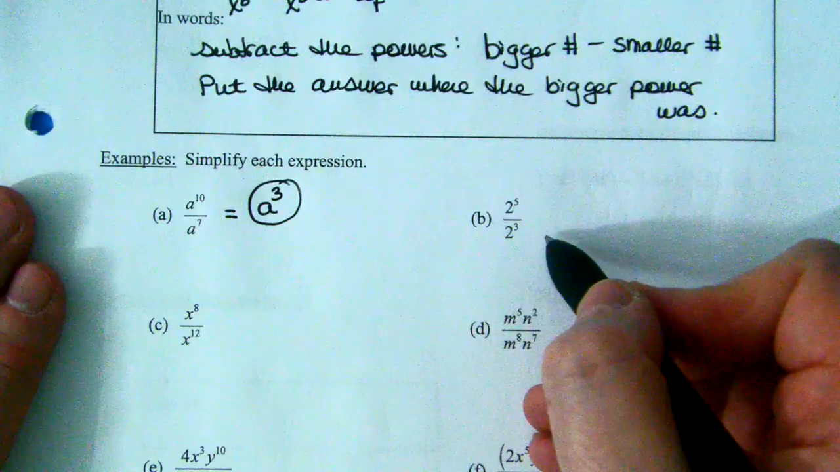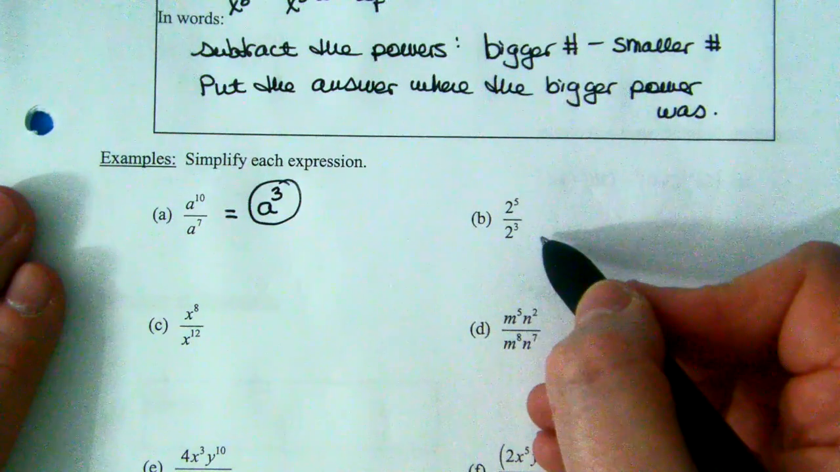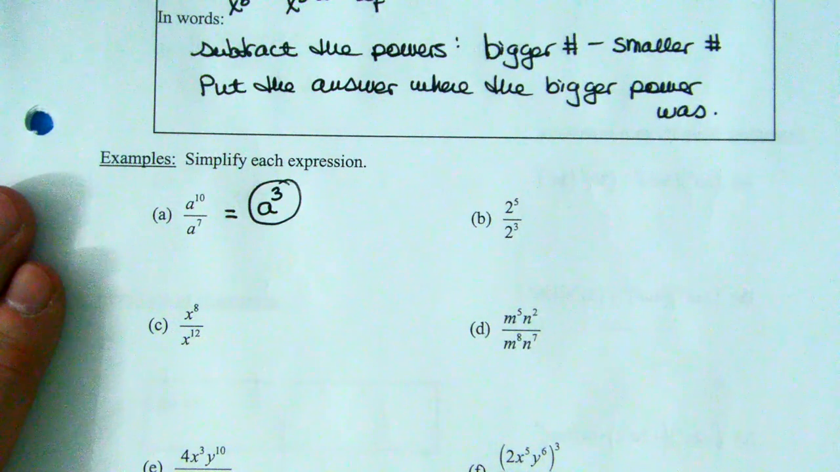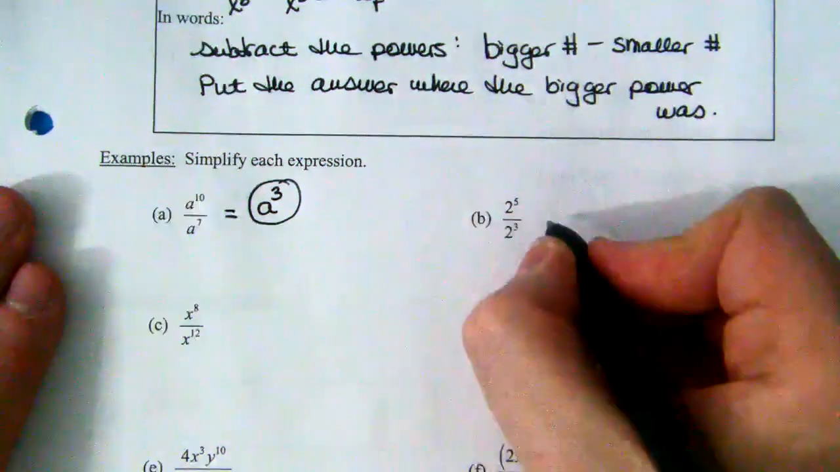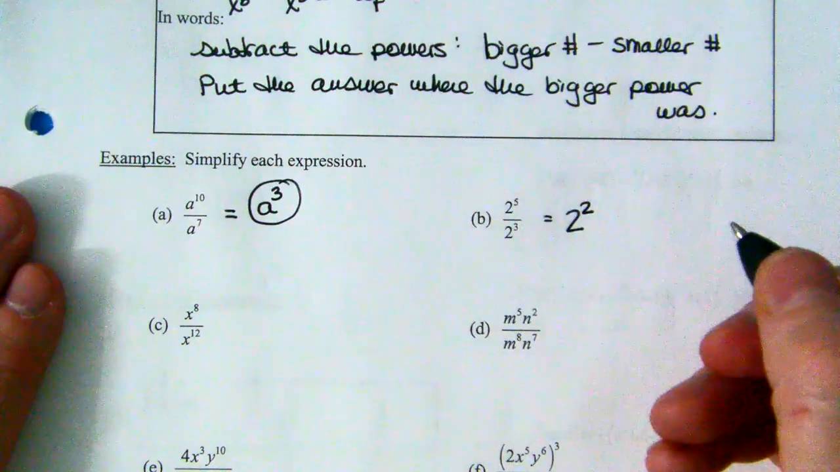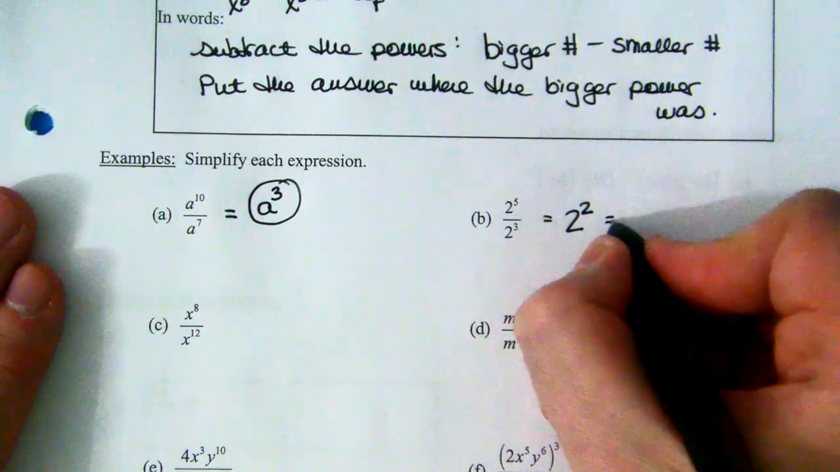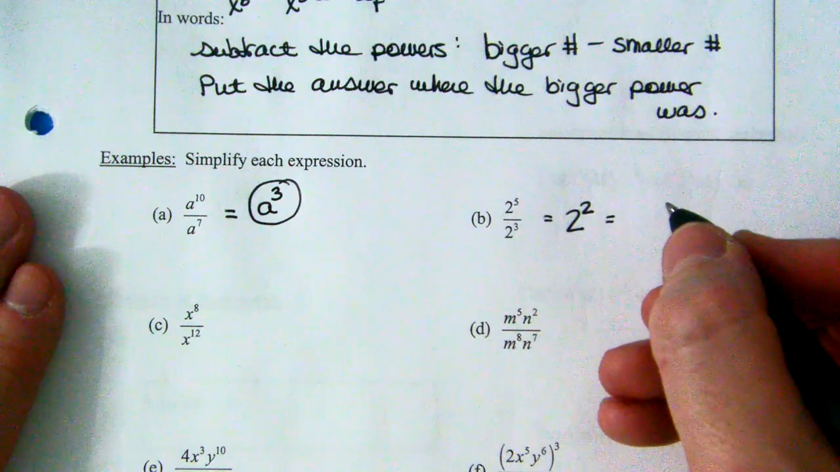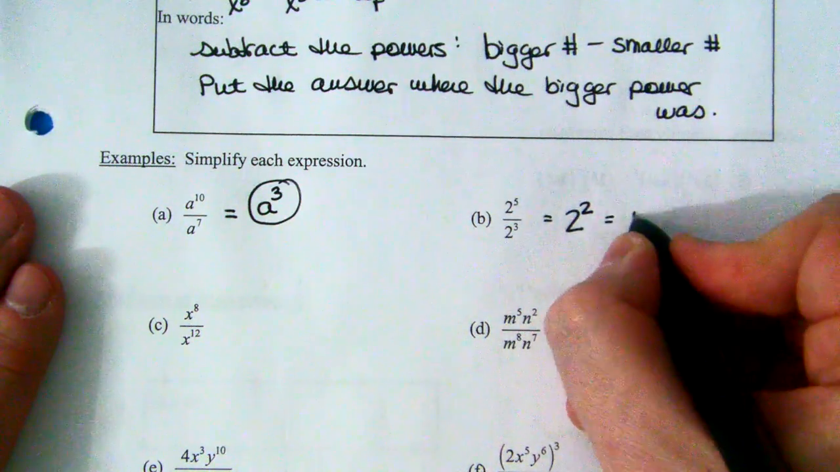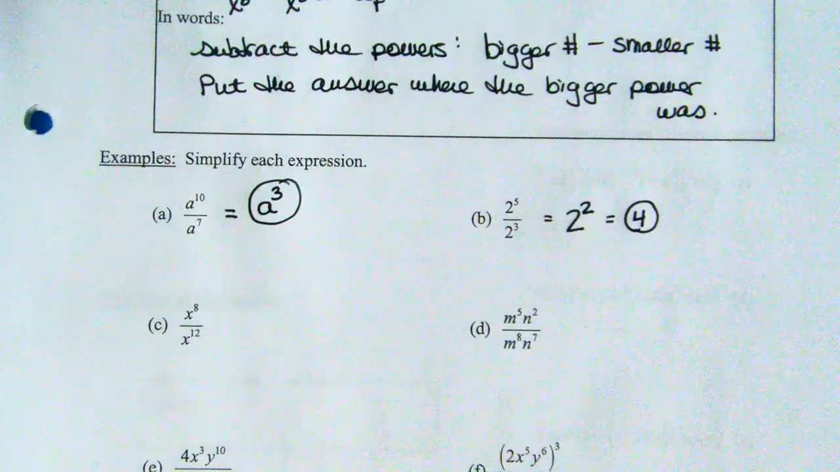Letter B, 2 to the 5th over 2 to the 3rd. Remember what I told you about numbers with exponents. We treat them just like variables with exponents. So I'm going to get 5 minus 3, 2 to the second. I don't know why I said b. Sorry about that. 2 to the 5th over 2 to the 3rd is 2 to the second, which will just give me 4.